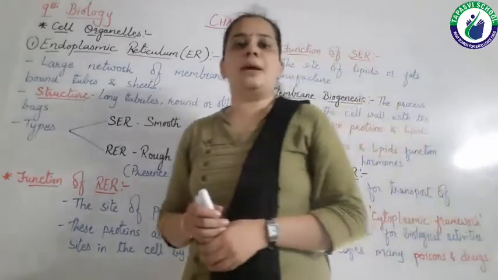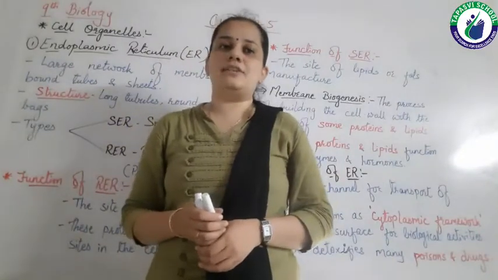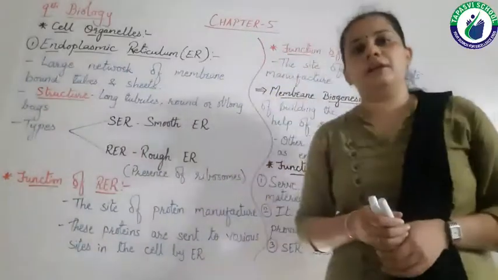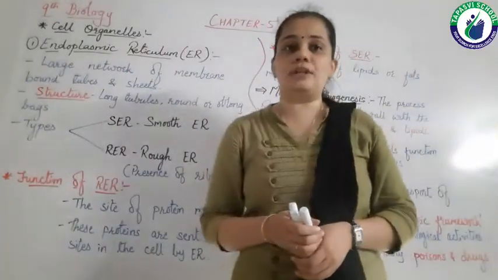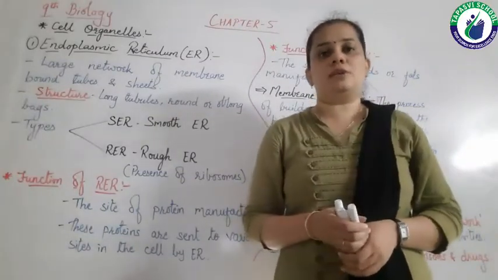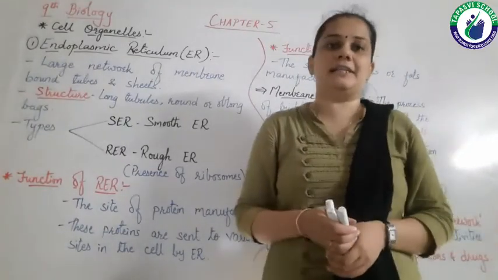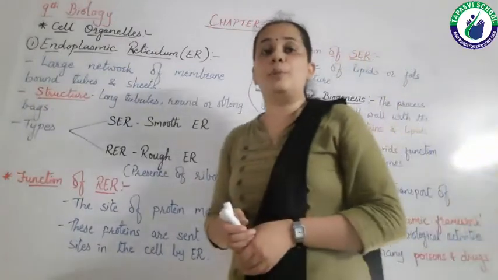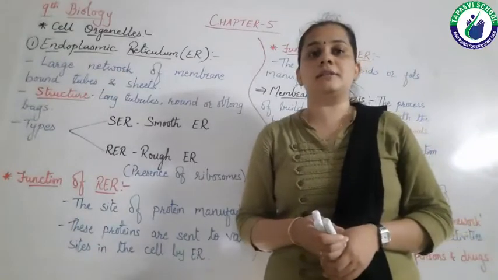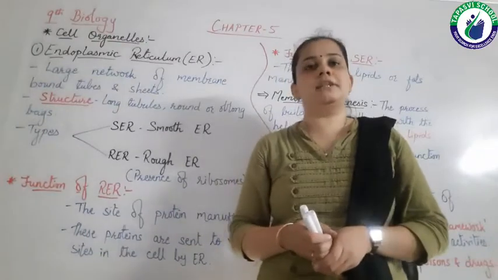Here we are studying chapter number 5 of standard 9. In the previous lectures, we have discussed what a cell is, who discovered it, who discovered the various components of the cell, and what the different types of cells are on the basis of their numbers, on the basis of their shape and size. Then we discussed the various components of the cell, that is plasma membrane, nucleus and cytoplasm, right? So we discussed all these things.